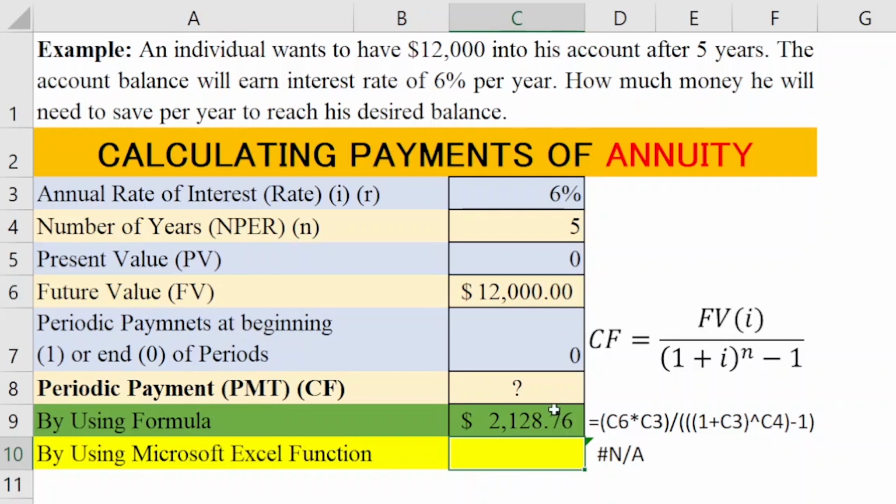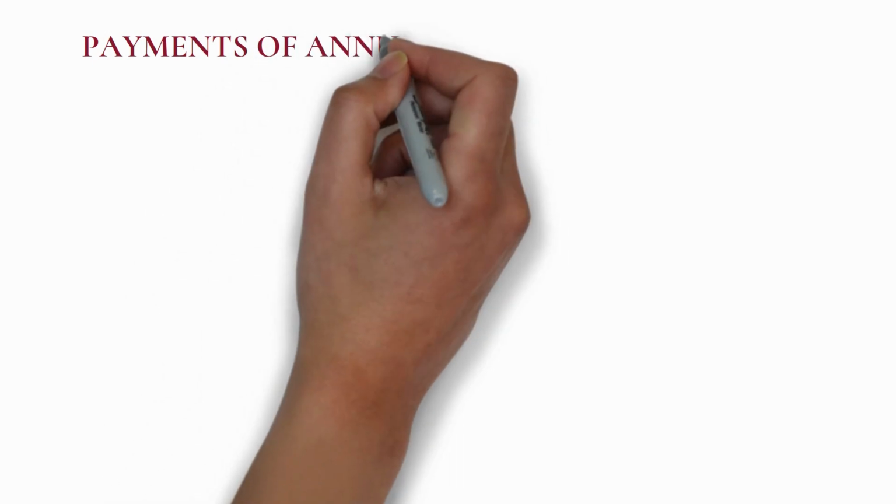That payment is required if you want to have $12,000 in your account after 5 years. And by using the Microsoft Excel function PMT (rate is 6%, comma, number of years are 5, comma, present value is 0, comma, 12,000 is the future value, comma, type is 0), place a negative sign as the payment is an outflow and Microsoft Excel provides the answer in negative form. So we will place a minus sign before the formula to bring this into positive form, that is $2,128.76.